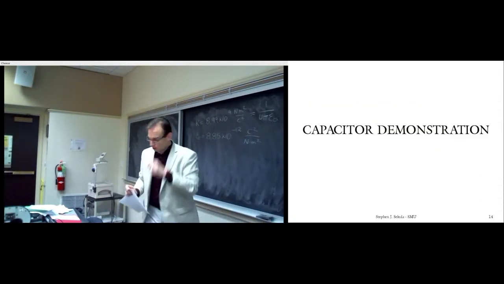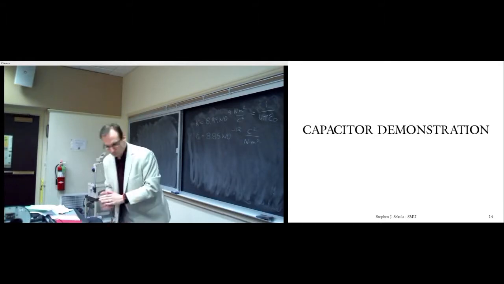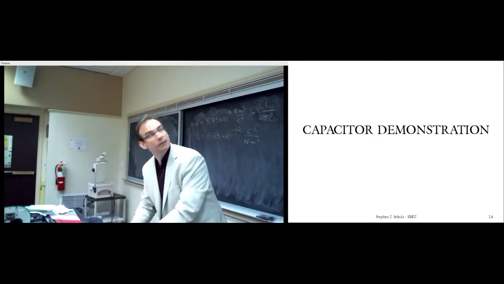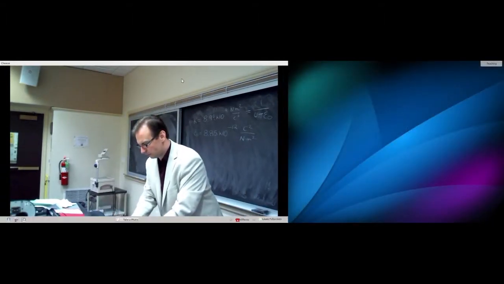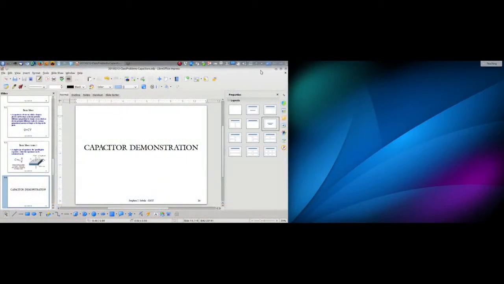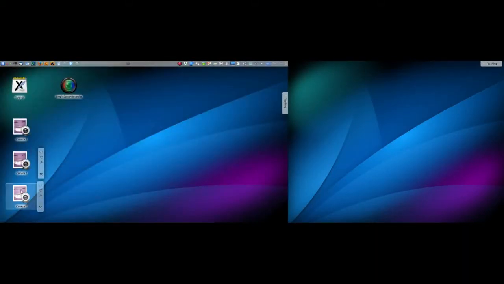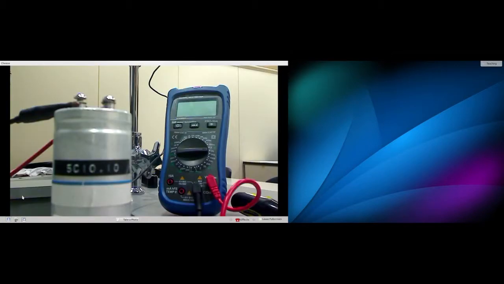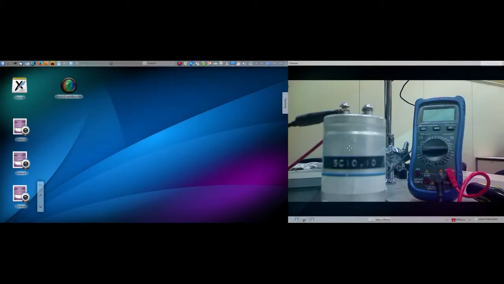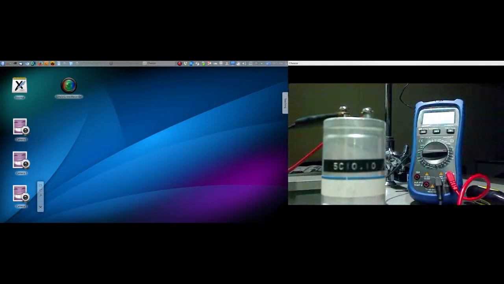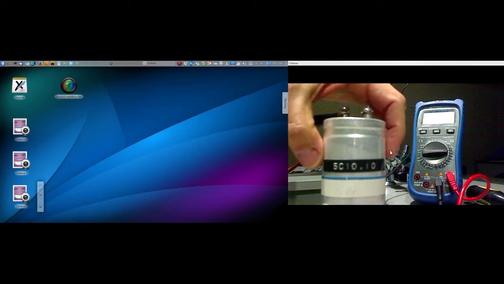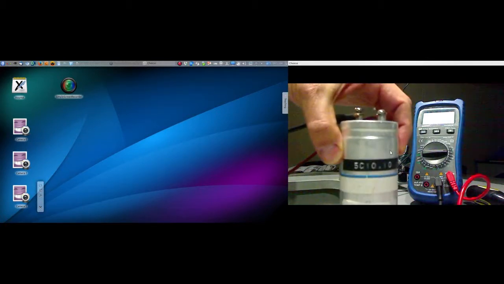All right, so let's do a capacitor demonstration. To do this, let me get rid of that, get rid of this annoying guy, and bring up this, and boom, okay. So I have here, see if I can get this to work. Okay, so I have here a capacitor. I showed this to you already. Okay, this is a cylindrical capacitor.